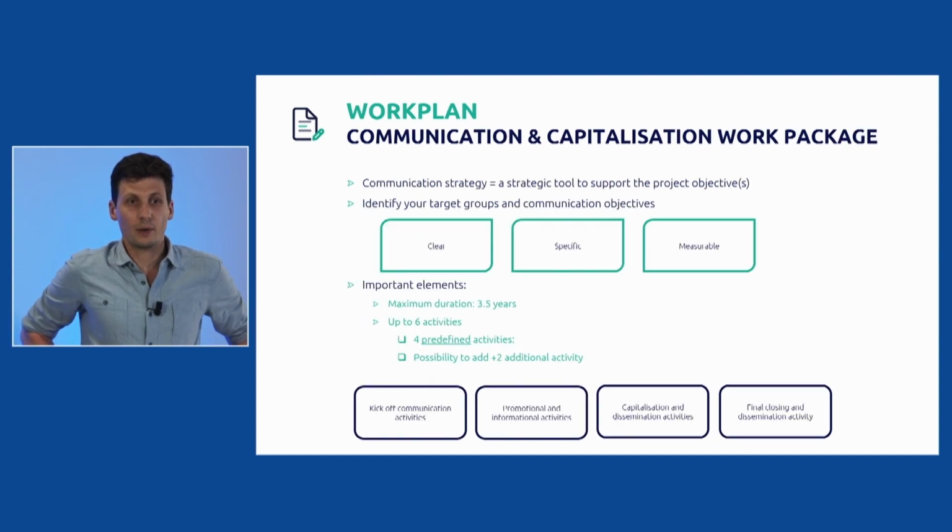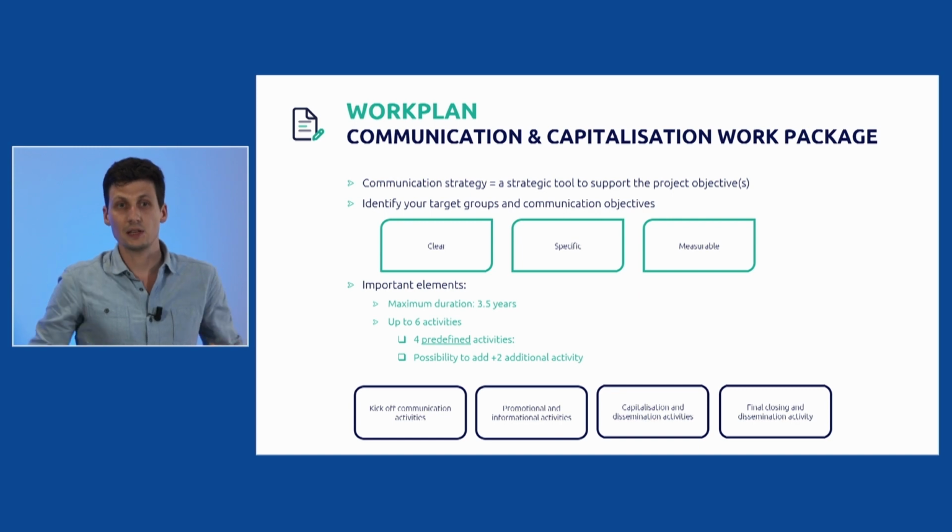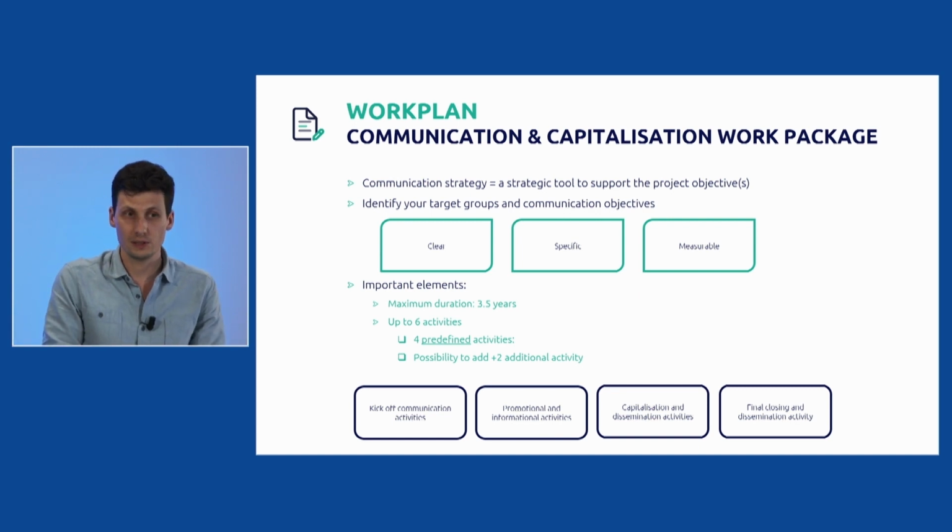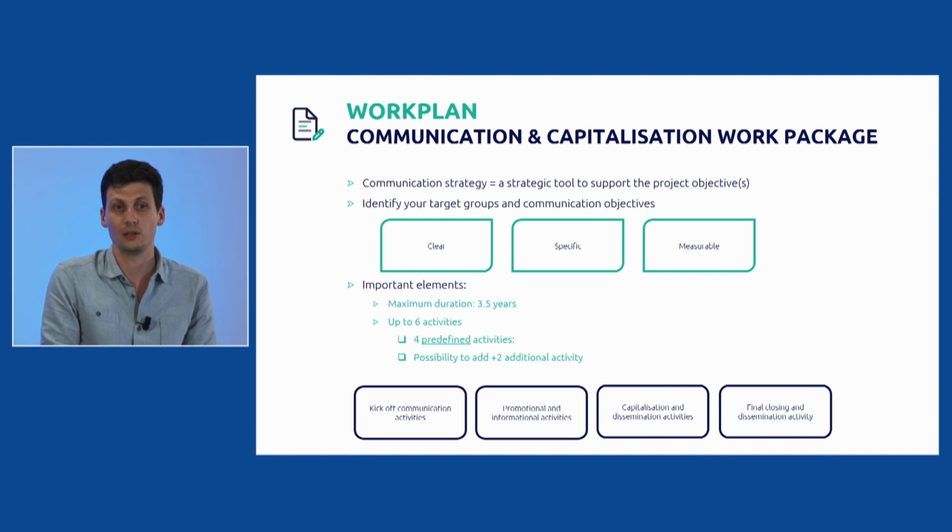Third horizontal work package, the communication and capitalization work package. So when you will see this work package on the EEP, you will see that it has a specific structure than the other horizontal work package. Why? Because there will be 2 additional boxes in order for you to really identify your target groups and the communication objectives. So these are 2 specific things that you will have to do when designing this work package.